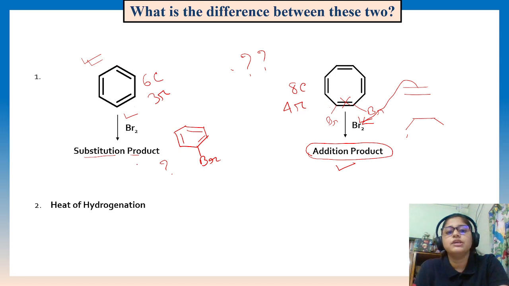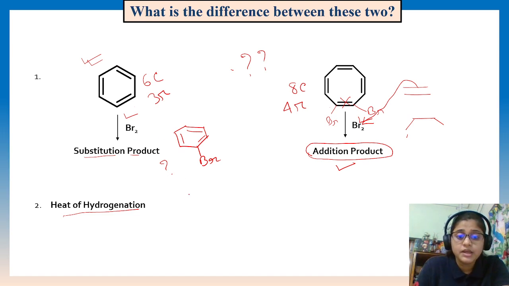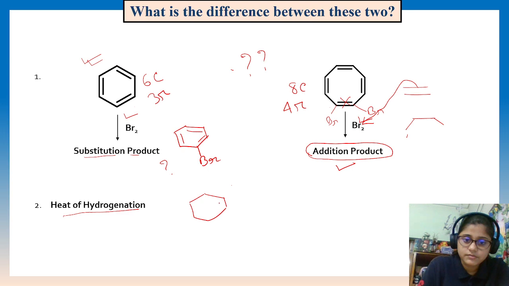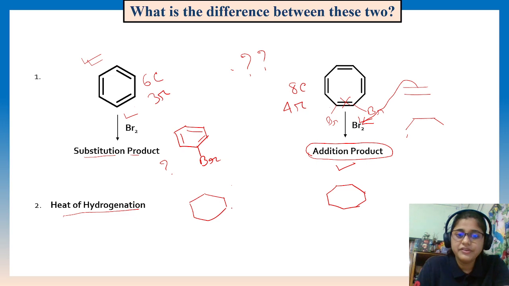Scientists performed various research to find the answer to why this is happening. Another interesting thing is the heat of hydrogenation. What is the heat of hydrogenation? It is when we add hydrogen to the system, which is a simple reduction, and it will form this product, and for this case it will form this one.